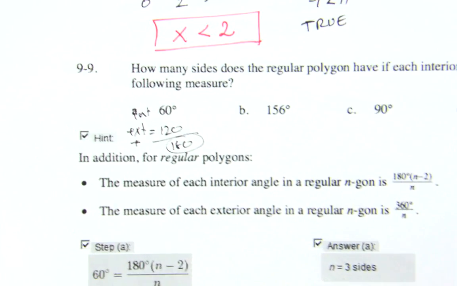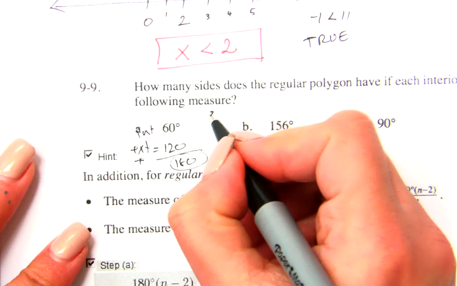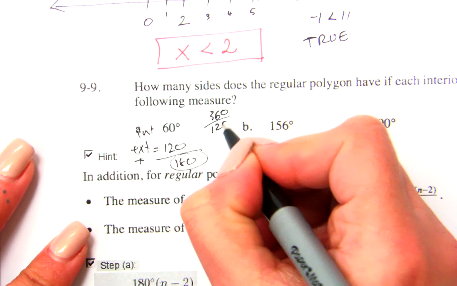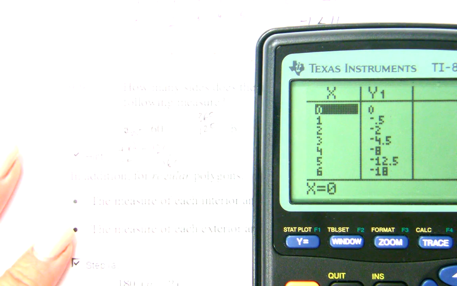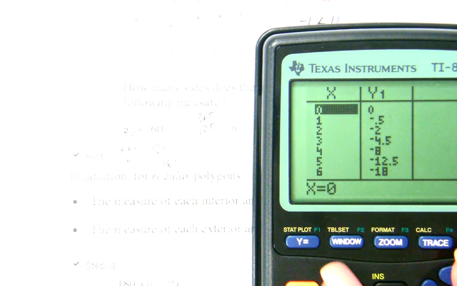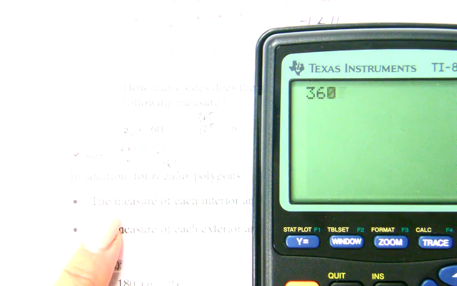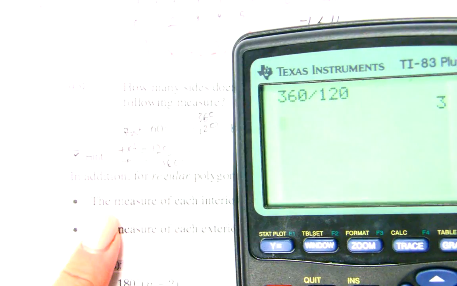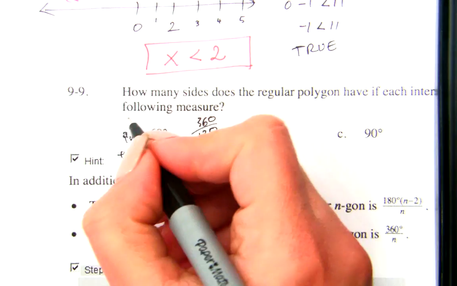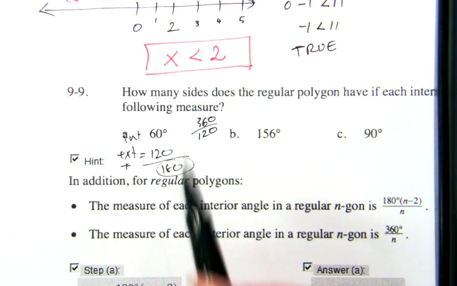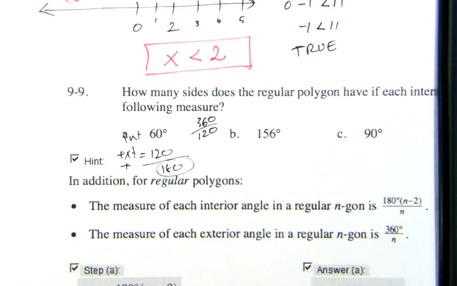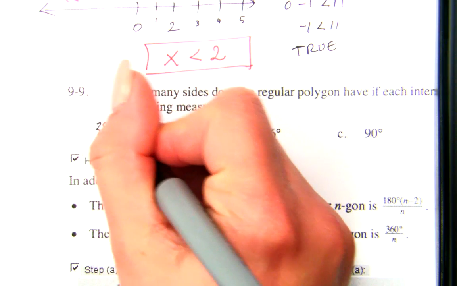So if your exterior angle is 120, well, 360 out of 120, which is how you find how many sides, technically. 360 divided by 120 is 3. So this is a 3-sided polygon, which makes sense since you have a triangle and each angle is 60, 60, 60. So this is 3 sides.